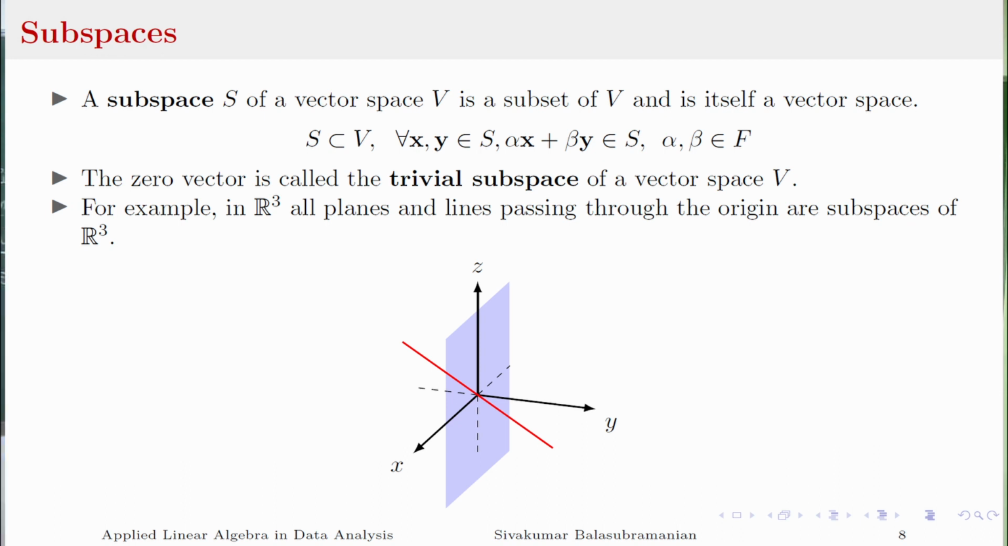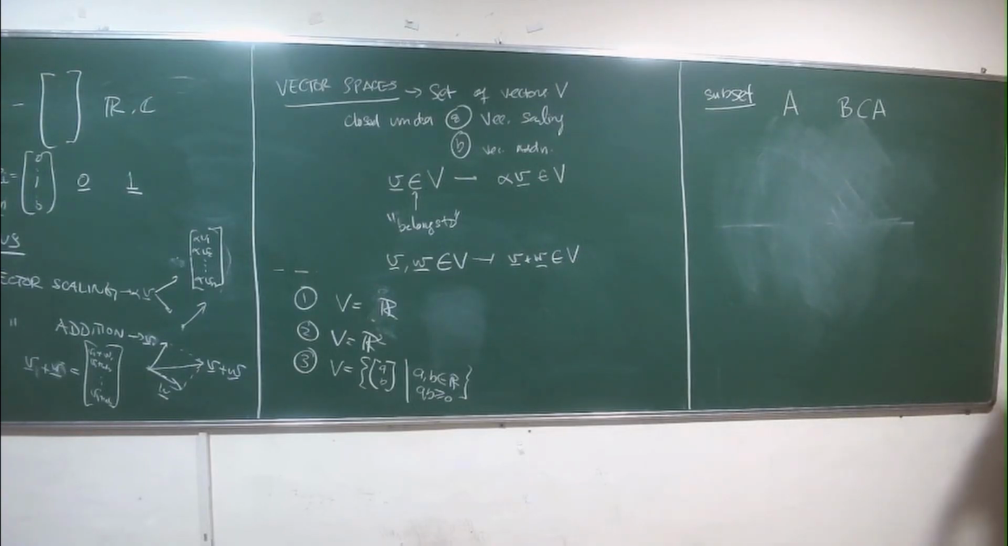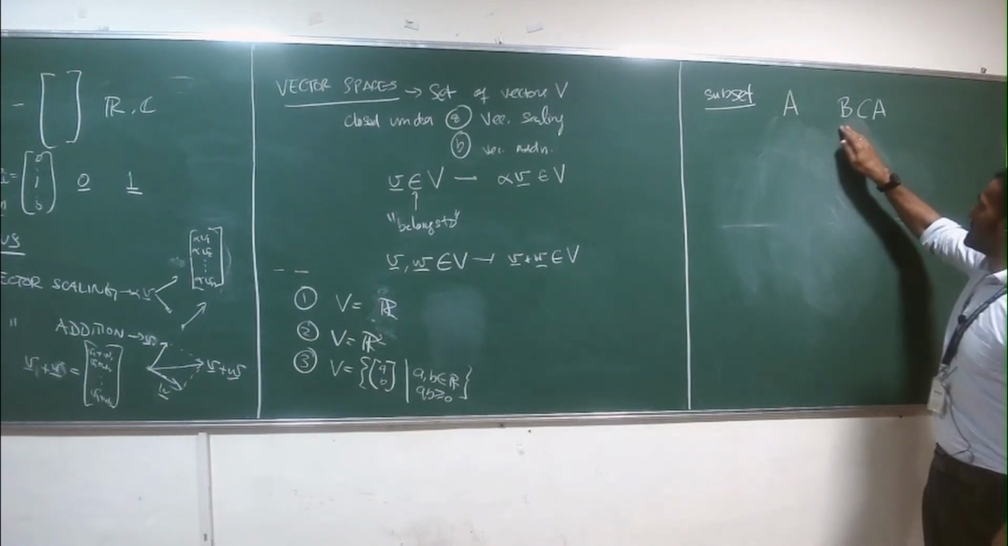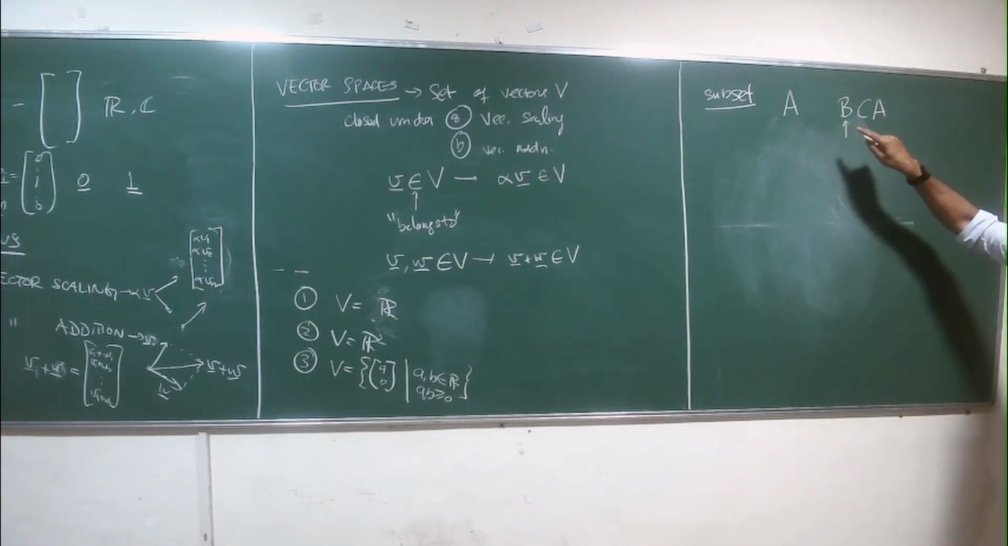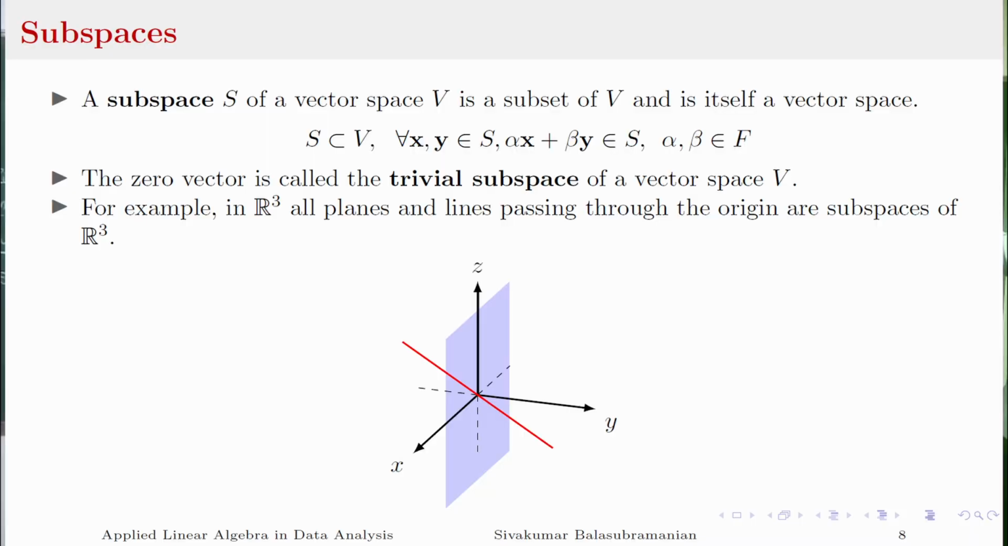Right. So if you have a set A, and I say B is a subset of A, what do I mean? All elements of B will be from A. If it's present in B, it will be present in A. It turns out you can extend this idea to vector spaces as well, and that's the idea of a subspace.